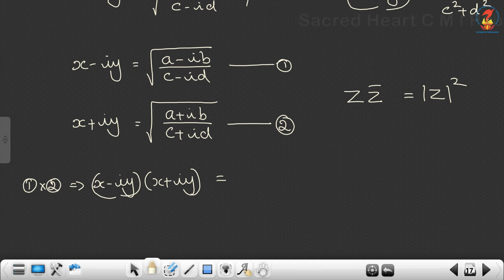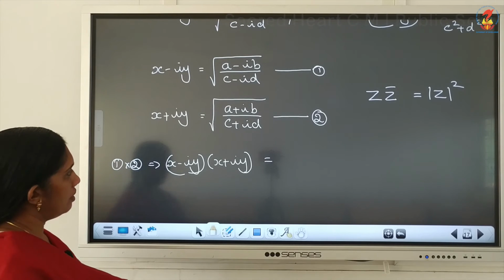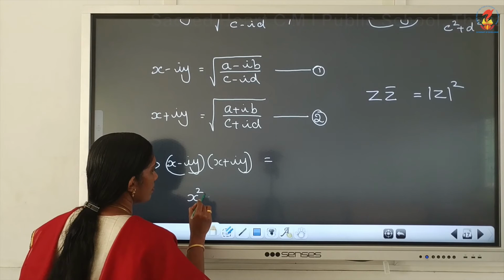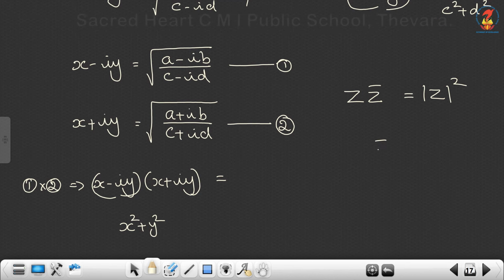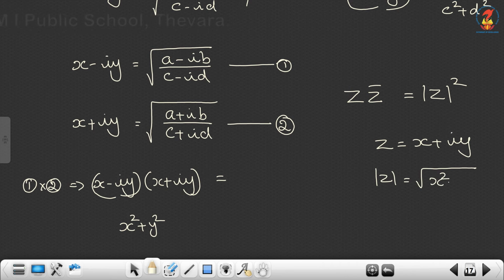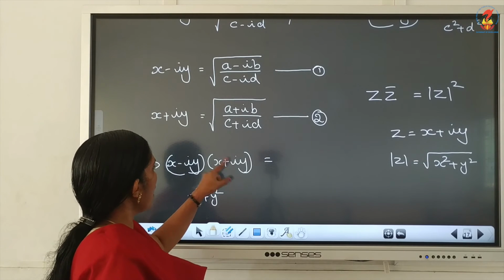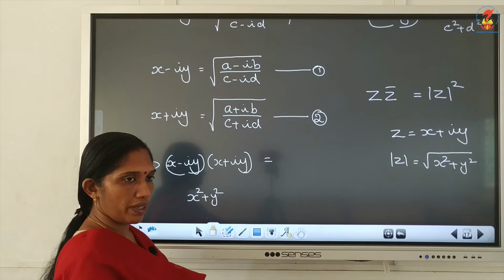What is mod of z? x² + y². If z is equal to x + iy or x − iy, whatever, mod z becomes root of real part square plus imaginary part square. If it is minus iy, then minus y² becomes plus. So |z|² becomes x² + y², or you simply multiply. x into x becomes x², x into iy, ixy minus iyx, that cancelled. Then minus i²y², that becomes plus y².